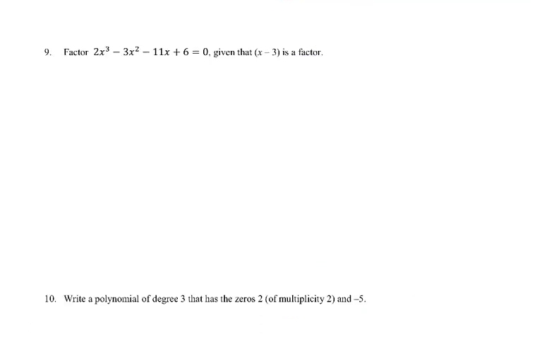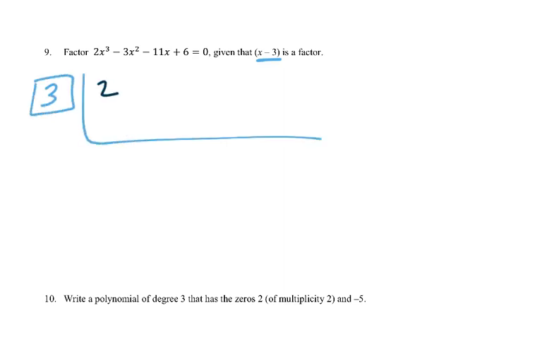All right, factor 2x to the third minus 3x squared minus 11x plus 6 equals 0, given that x minus 3 is a factor. So they're telling us it's a factor. That means we can divide it evenly, and then we'll be able to factor all the way down. Okay, so we know that x minus 3 is a factor, so that means 3 will divide evenly into this. So I'm going to divide my polynomial using synthetic division. 2, negative 3, negative 11, 6. Bring down my leading coefficient.